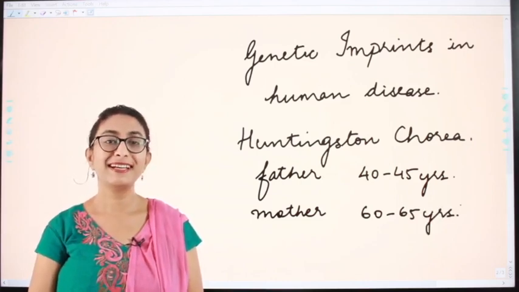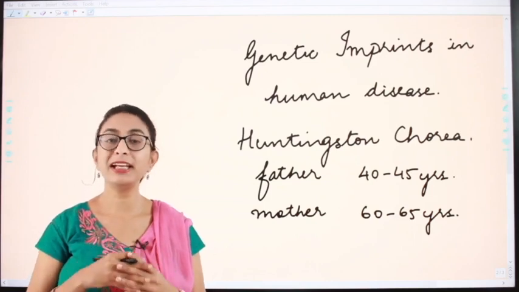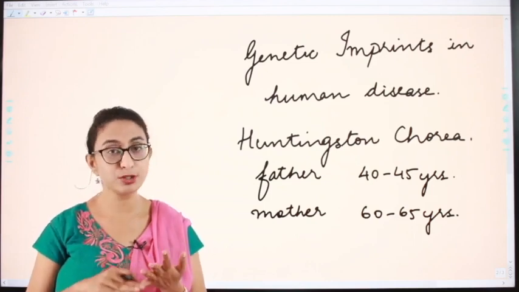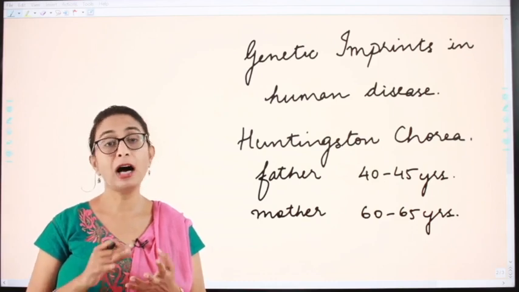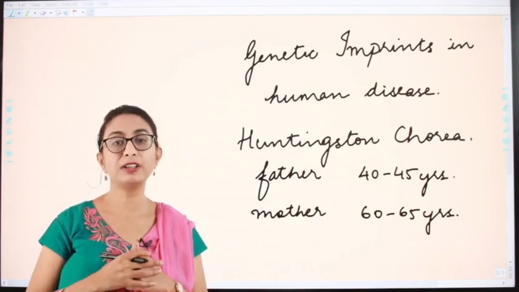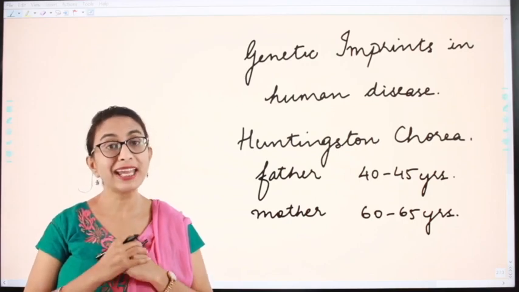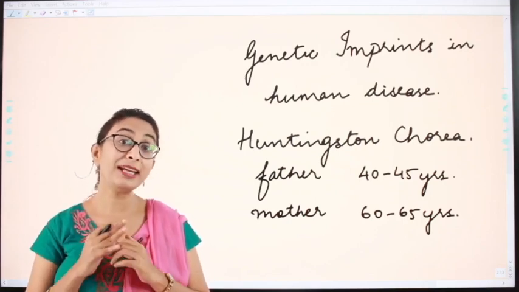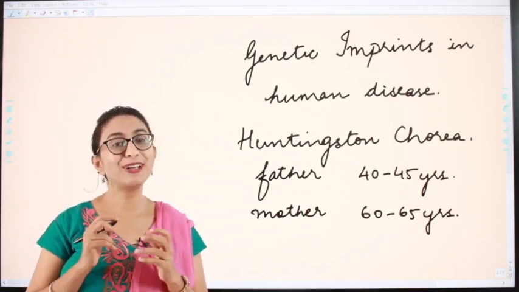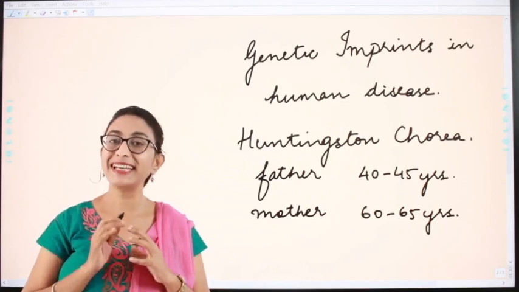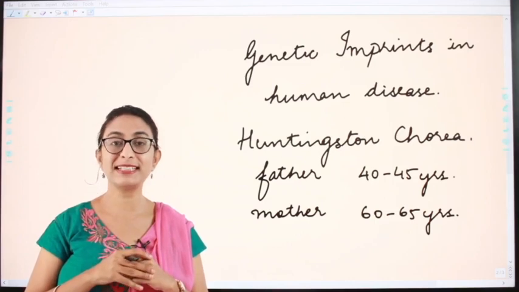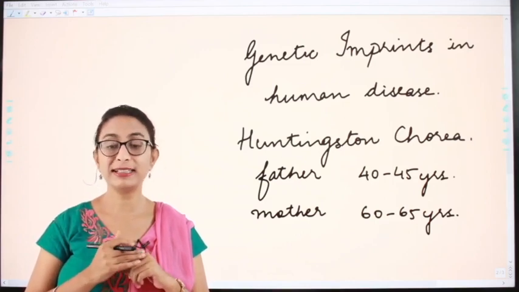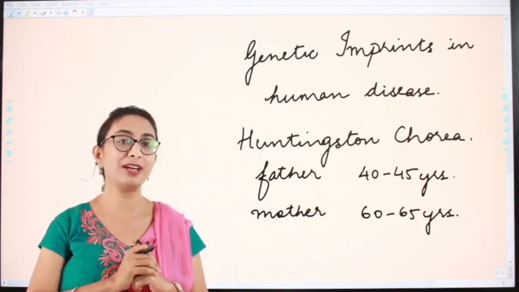See here, there won't be any differences in the disease. The symptoms will be the same. The severity of the disease will be the same. However, only the onset of the disease, that is, at what age you will get this disease, varies. If you are getting the gene from your father, you will get the disease at 40 to 45 years of age. If you are getting it from your mother, you will get it at 60 to 65 years of age.